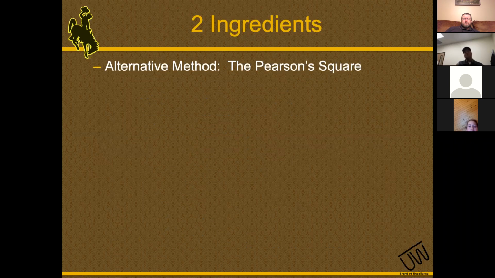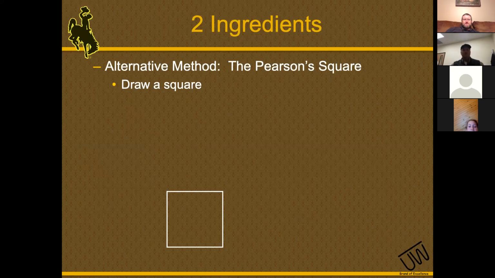All right, so mathematically, the Pearson square is my third method. Mathematically, this is the simplest, most straightforward one, okay? I'm a nutritionist. If I have to balance a diet and I've got two ingredients, I use this one every time. I'm not a real great math major. As you can see, I probably struggle teaching math. So simply draw a square.